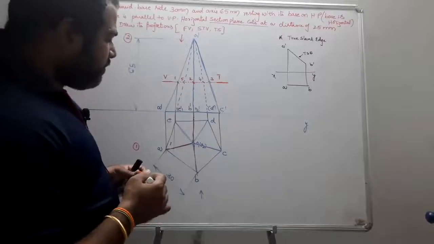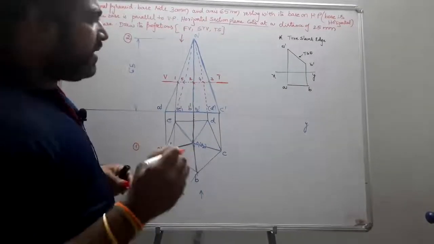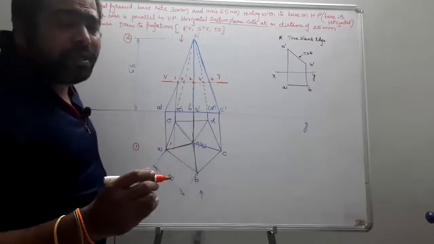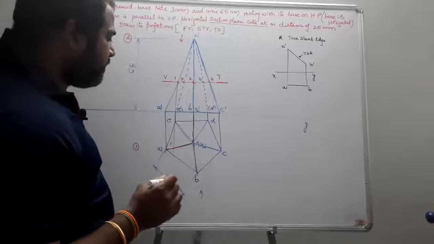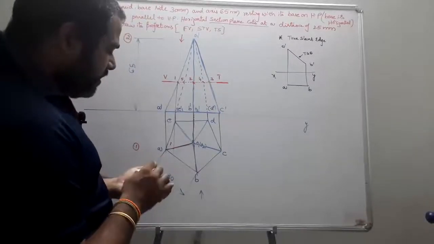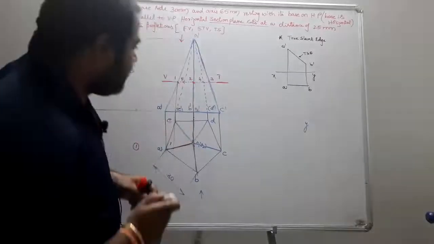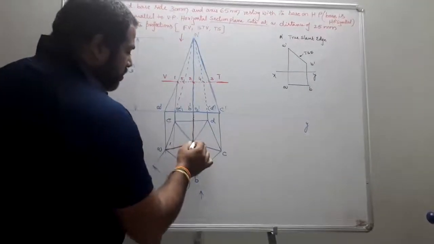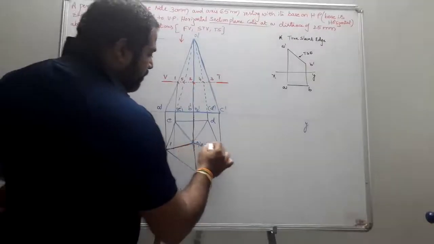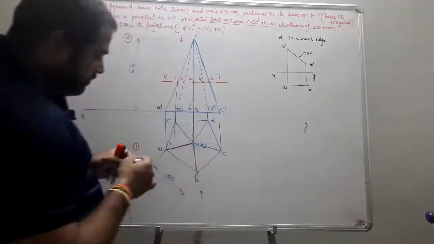So in this type of case, we are supposed to create a dummy true slant edge. How is it possible? Let us see. First of all, all of you just see, this is very important. I create my dummy true slant edge like this. From O, I draw a line parallel to XY.